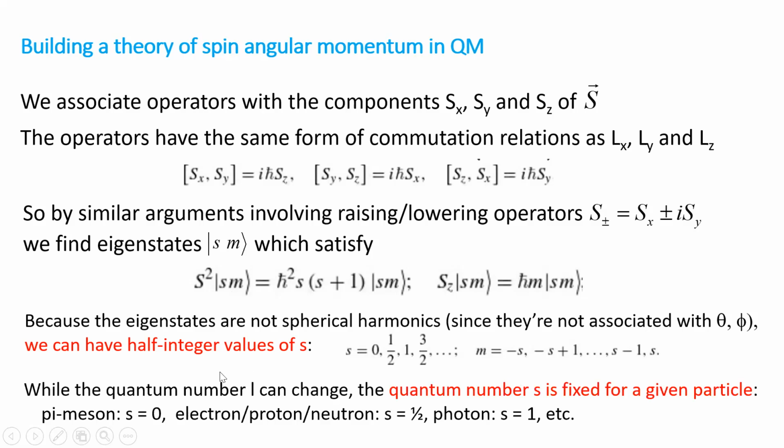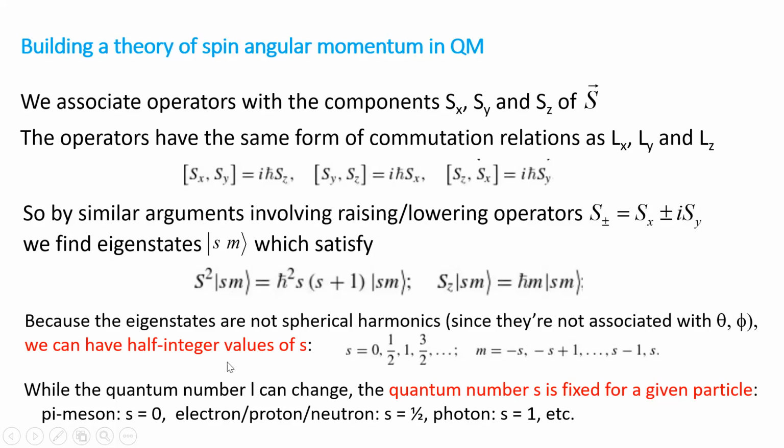The other interesting thing is, while the quantum number L can change, so the orbital angular momentum can change, for example, if we have an electron in a hydrogen atom and we shoot a photon in, it can knock it up to an excited state with a different value of L. Say we go from the ground state with L equals 0 to an excited state with L equals 1. We've changed the orbital angular momentum quantum number. But the quantum number S is fixed for a given particle. So as far as we know, there's no interaction with other particles which is going to change this quantum number S for a given particle.